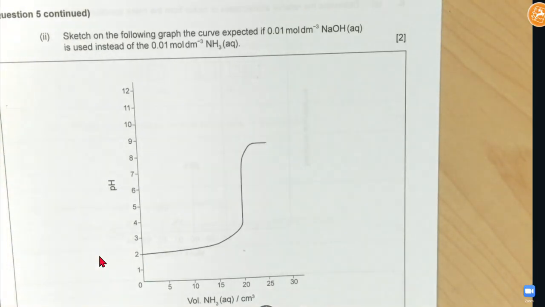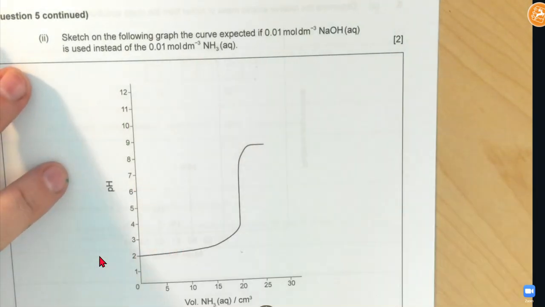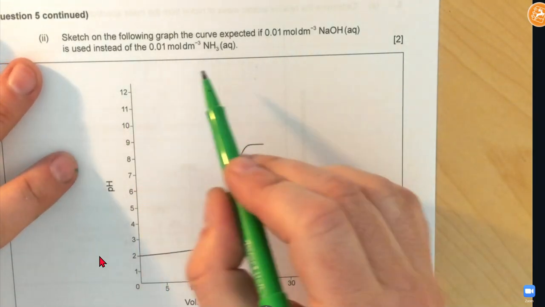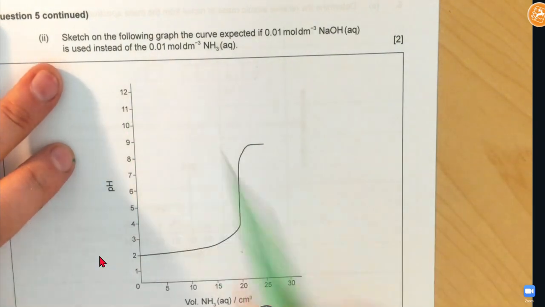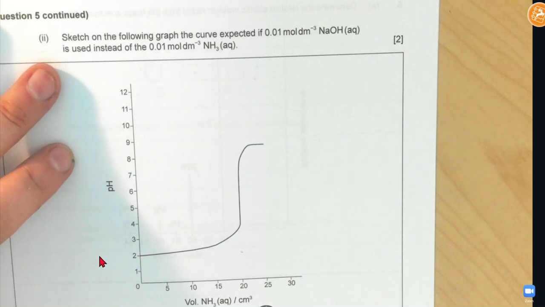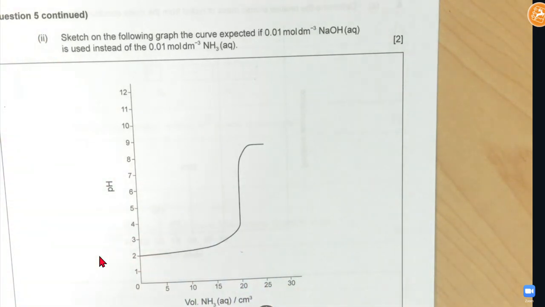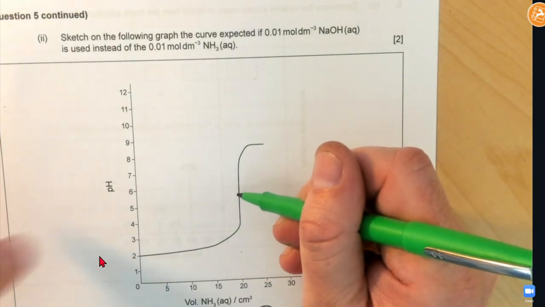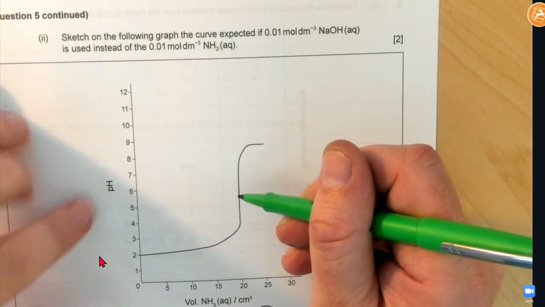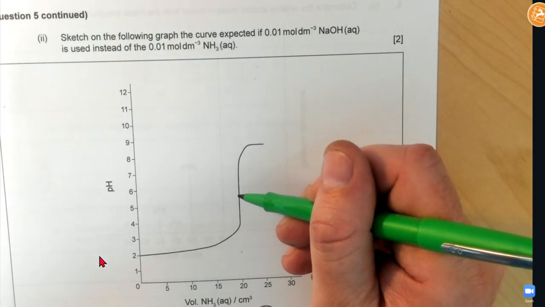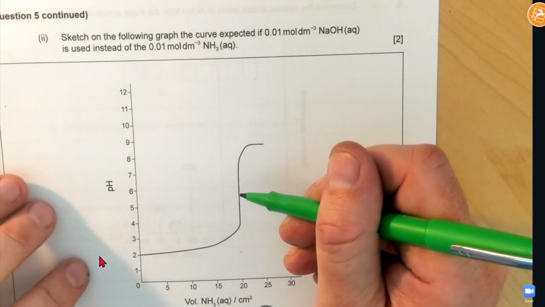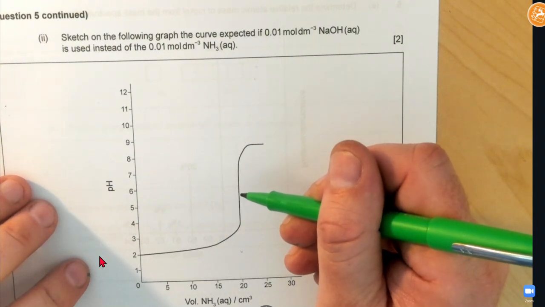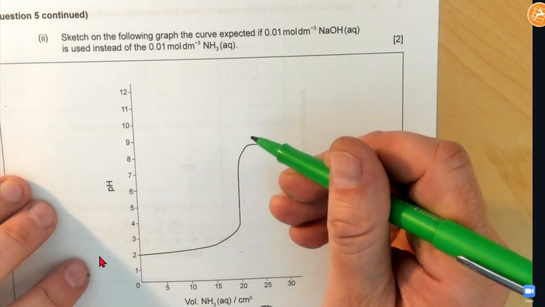All right. Sketch the following graph. Sketch on the following graph the curve expected if 0.01 molar sodium hydroxide was used instead of the ammonia. So all this would stay the same. But you see how this pH is slightly acidic? That's because we titrated a strong acid with a weak base, and the conjugate acid of that weak base is acidic, right? But sodium hydroxide is a strong base.